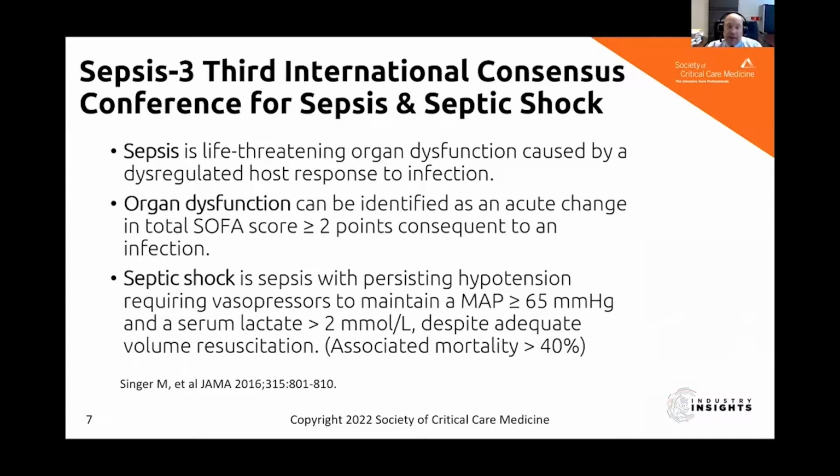The current Sepsis III International Consensus Conference definition is a life-threatening organ dysfunction caused by a dysregulated host response to infection. And how we can define that is that we recognize that as a consequence of an infection, the SOFA score has increased by 2 or more points. We can also see that if we define a group of patients with sepsis that has shock manifested as persistent hypotension requiring vasopressor administration in order to maintain a mean arterial pressure greater than or equal to 65 millimeters of mercury, also accompanied by an elevated serum lactate, after adequate resuscitation, that this defines septic shock and has an associated mortality that exceeds 40%.